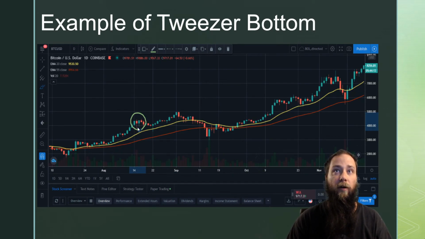Here's an example of a tweezer bottom. Okay, so we have a bearish candle right here. Okay, a wick going all the way down. Okay, and then a bullish candle, wick going all the way down, a rejection of lower prices again, and then a close up top. And then right after, we get a price movement upwards. Okay, guys, so that's a bullish sign right there.